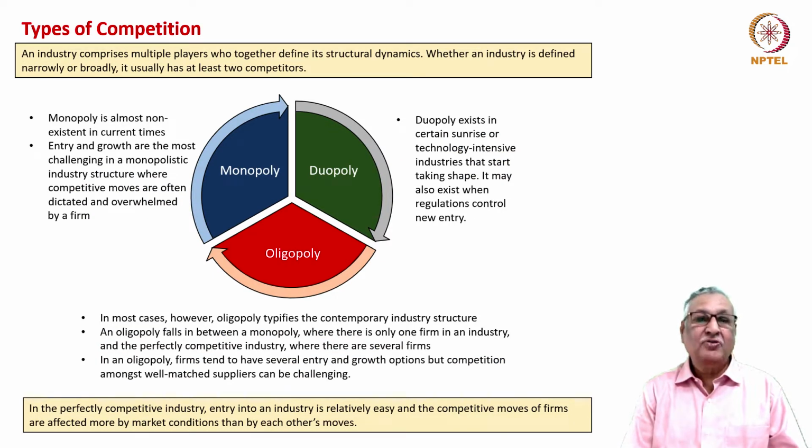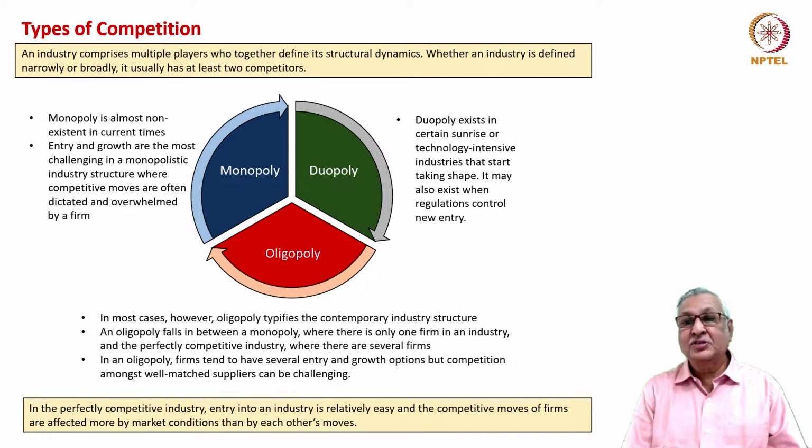Let us look at the types of competition that typically exist in an industry. Because an industry typically has multiple players, of course, the most desired position for any firm is to be in a monopoly situation. In current times, a monopolistic situation is almost non-existent. In the monopolistic situation, for other firms, entry and growth are the most challenging because the incumbent has a very strong position, having almost created the industry single-handed. At the same time, the monopolist firm also will have issues in trying to defend its monopoly position and the market share, which is 100%.